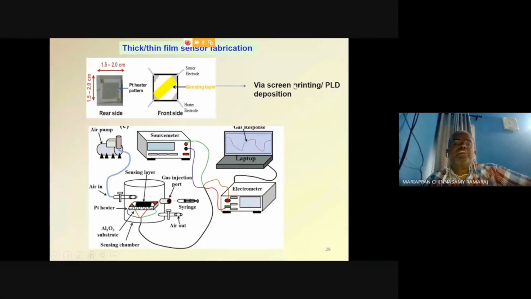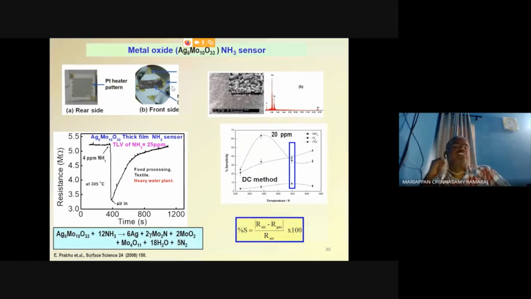So that means screen printing usually gives a thick film, and if we make the film through PLD, we can get a thin film. Here we can see a thick film sensor. This is silver molybdenate, a material we developed for an ammonia sensor.